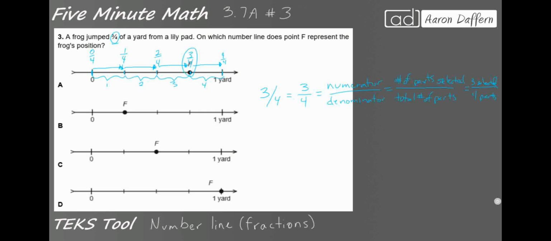If we look at B, you'll notice it lines up right here. We've already done that work. That's just simply going to be 1/4. If we look at C, it lines up right here. That's going to be 2/4. And if you look at D, it's all the way, that's the full thing. That's 4/4. Whenever your numerator and denominator are equal, like 4/4, that means it's equal to 1. So our answer here is going to be A, because that best represents 3/4 of a yard.